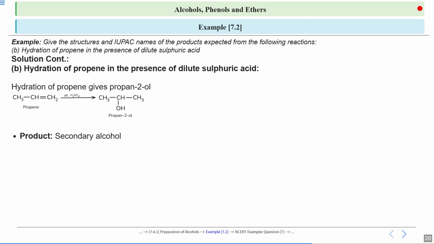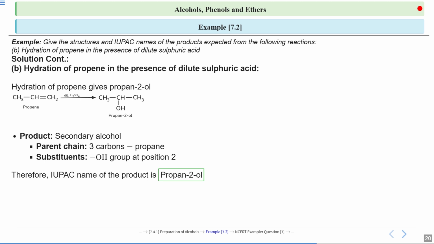The double bond will break and the OH negative, the nucleophile, is going to add on the double bonded carbon at which the hydrogen is lesser in number, as per the Markovnikov addition rule. That's why you are getting propan-2-ol, a secondary alcohol. Now here in the product, the parent chain is a 3-carbon chain, which is propane. And the substituent is the OH group, which is present at the second position of the chain. So the IUPAC name of the product is propan-2-ol.